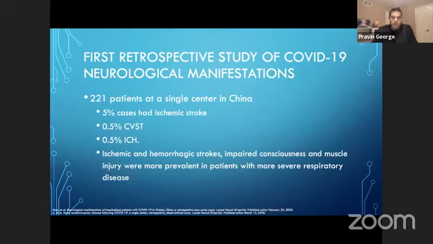But the first retrospective study of COVID-19 neurological manifestations came from the Wuhan, China population. We had about 221 patients at that single center. This is one of the papers that a lot of people will cite because people saw that 5% of these patients had ischemic stroke, about 0.5% had a cerebral venous sinus thrombosis, and about 0.5% also had intracerebral hemorrhage. These ischemic and hemorrhagic strokes, impaired consciousness, and muscle injury were more prevalent in patients with more severe respiratory disease. This was one of the first reported cases and case series.